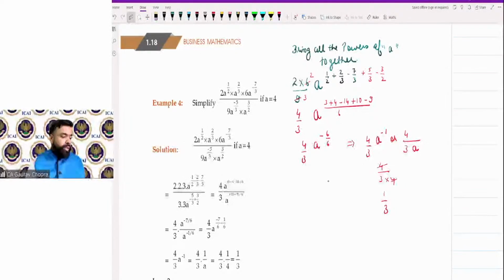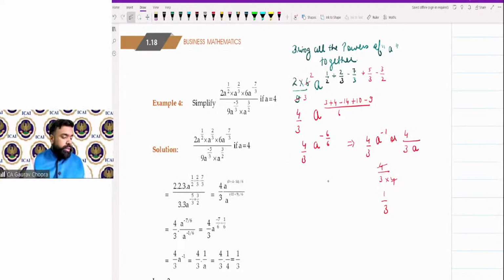Okay. Vishwa Patel says all clear. So those who have joined late, you can see from the beginning so that you can understand the law of indices.